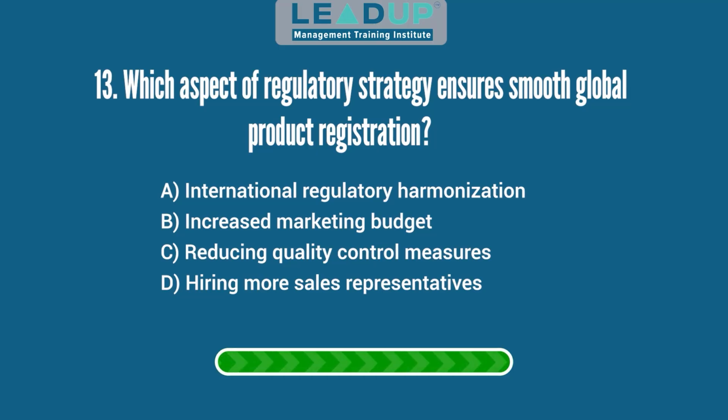Question 13. Which aspect of regulatory strategy ensures smooth global product registration? A. International regulatory harmonization. B. Increased marketing budget. C. Reducing quality control measures. And D. Hiring more sales representatives. The answer is international regulatory harmonization.